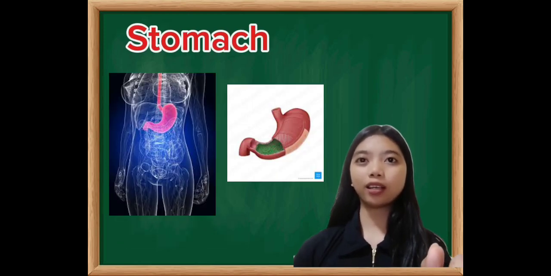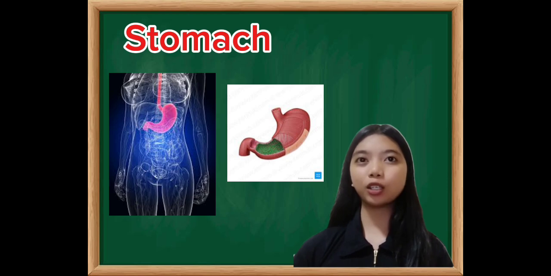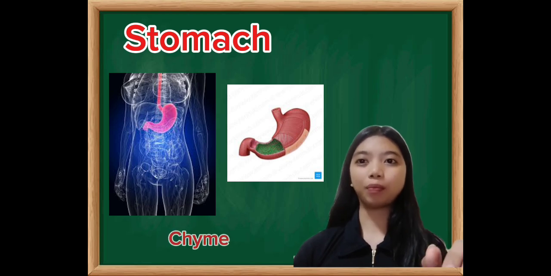Next is the stomach. The stomach is a J-shaped muscular bag that stores the food you eat, breaks it down into tiny pieces, and mixes food with digestive juices that contain enzymes to break down proteins and lipids. Acid in the stomach kills bacteria. Food found in the stomach is called chyme.